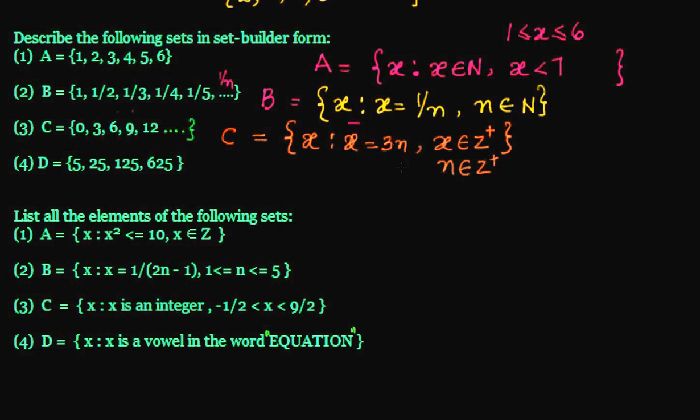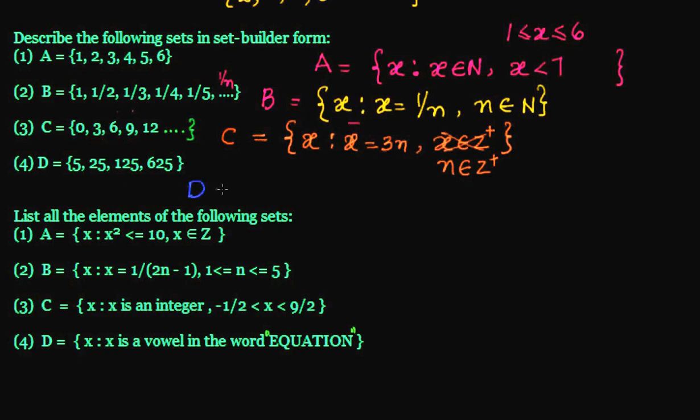X equal to 3n, you can say directly n belongs to Z plus. That should be fine. You don't need to specify this. Even if you specify also, it's fine. Because when you are saying Z plus, n will start from 0 onwards. So 3 into 0, 3 into 1, 3 into 2, 3 into 3, 3 into 4 continues. Okay, let's move to the next one.